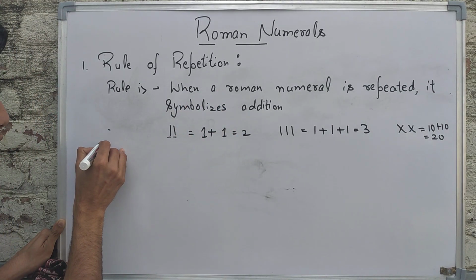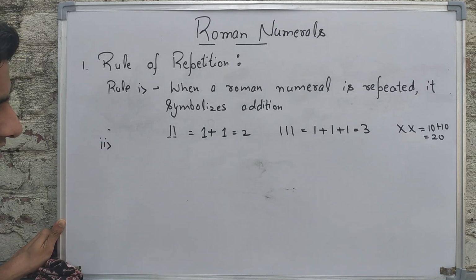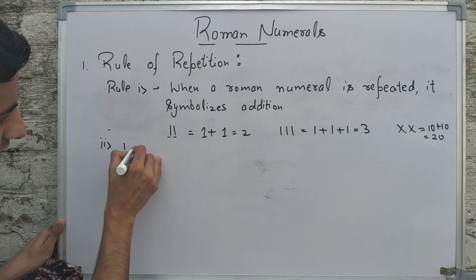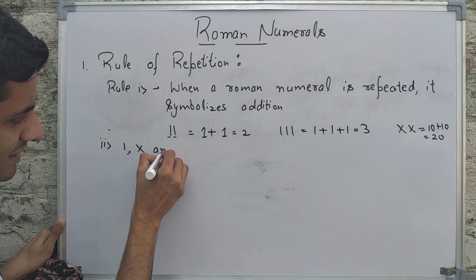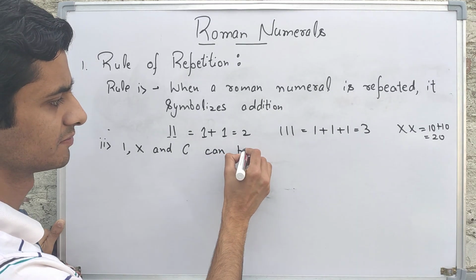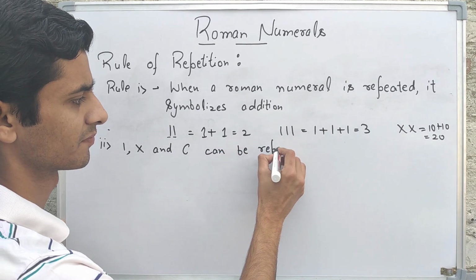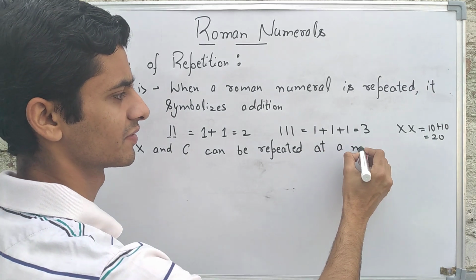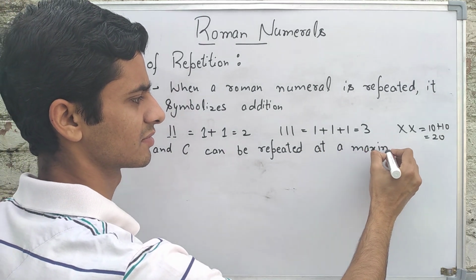Then what is rule 2 under it? It says that I, X and C can be repeated at a maximum of 3 times.